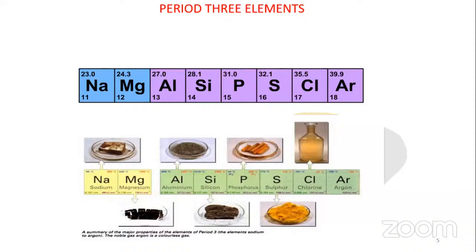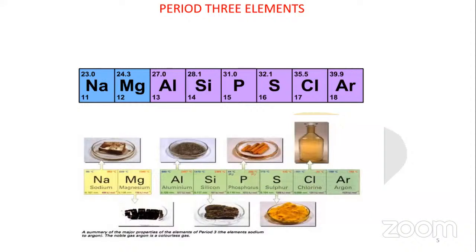The first period is period 1. In period 1, we have only the s orbital, that is the 1s orbital. So we have 2 elements in that period. In period 2, we have 8 elements in the period. We have the 2s and we have the 2p. In period 3, we also have 8 elements in that period. We have the 3s and we have the 3p.